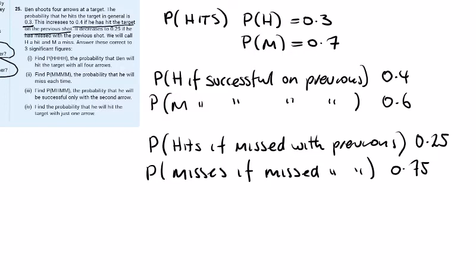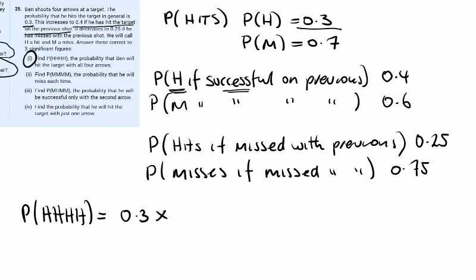Okay, H is the first one. The probability of H, H, H, H. So the probability that he hits on the first one is 0.3, independent of anything else happening. So he has hit. The probability that he hits, if successful on the previous, is 0.4. So we're going to multiply by 0.4 three times. And that's 64 times 3, 192. 0.0192, 4 decimals.